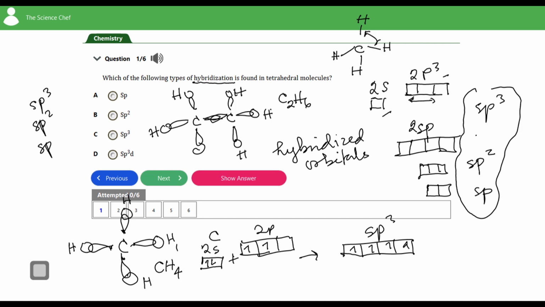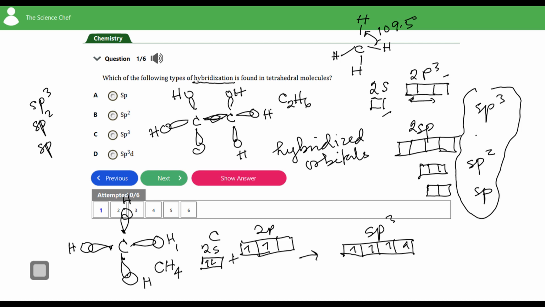From this CH4, the bonding electrons will repel themselves to the four corners of the tetrahedron, where the bond angle between two adjacent carbon-hydrogen bonds will be about 109.5 degrees. This shape or geometry is called tetrahedral. So this means that it's the sp3 hybridization that gives us the tetrahedral shape or geometry of organic molecules. Therefore the answer to this question is C.